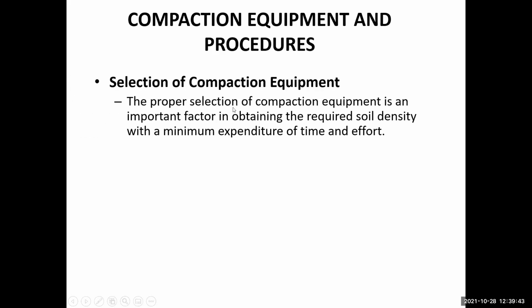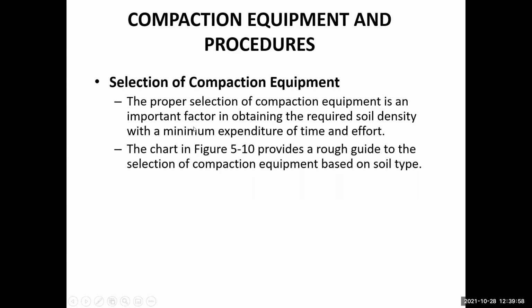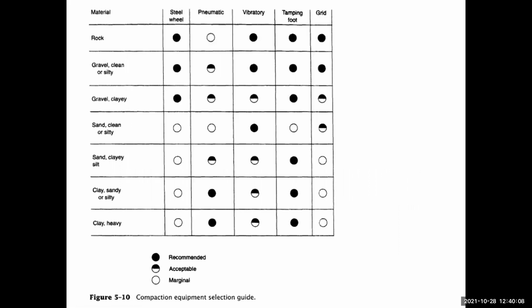Okay, so compaction equipment and procedures. Selection of compaction equipment. The proper selection of compaction equipment is an important factor in obtaining the required soil density with the minimum expenditure of time and effort. The chart in the next figure provides a rough guide to the selection of compaction equipment based on the soil type.